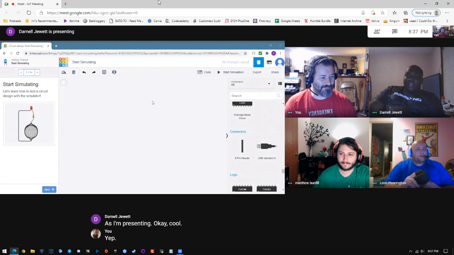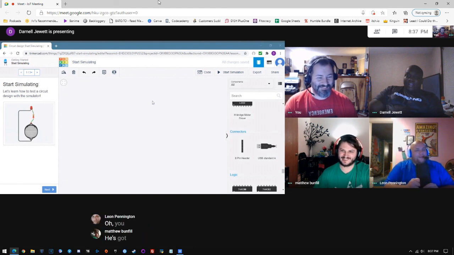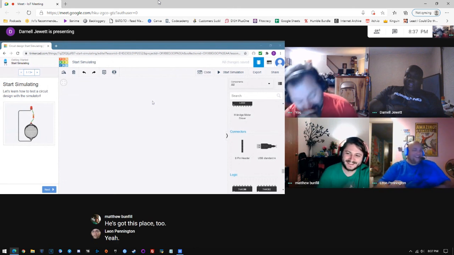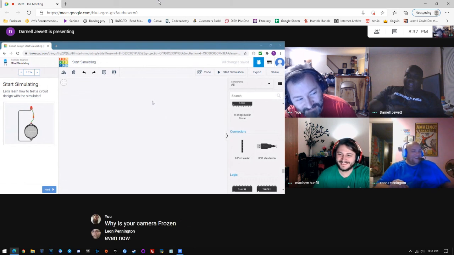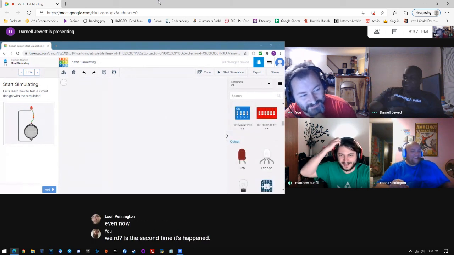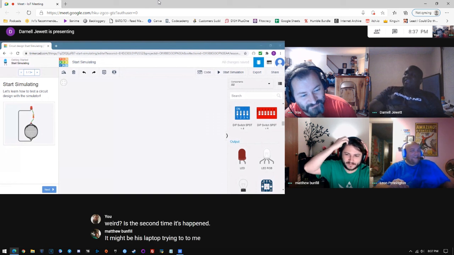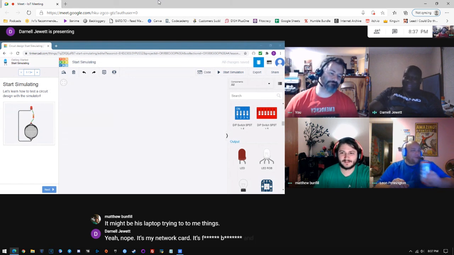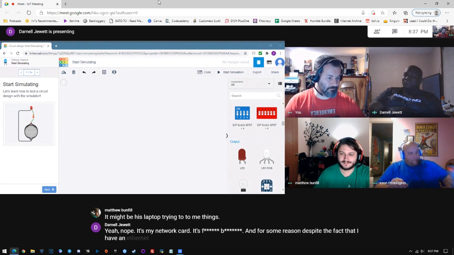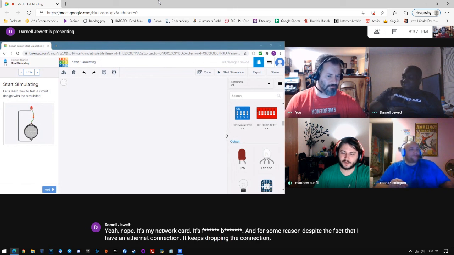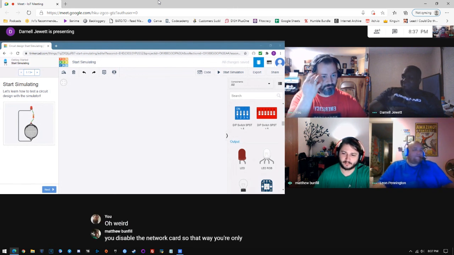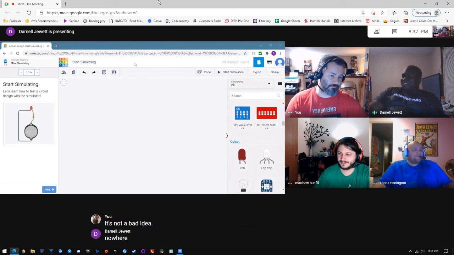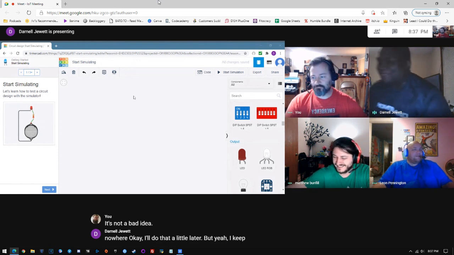Your camera's frozen. Hey, Darnell. Why is your camera frozen? That's weird. This is the second time it's happened. It might be his laptop trying to do too many things. Yeah, nope. It's my network card. And for some reason, despite the fact that I have an Ethernet connection, it keeps dropping the connection. Oh, weird. Can you disable the network card so that way you're only running off the Ethernet? No, it's not a bad idea. Okay, I'll do that a little later. But yeah, I keep losing connection. Thank you, Matt. Anyway.